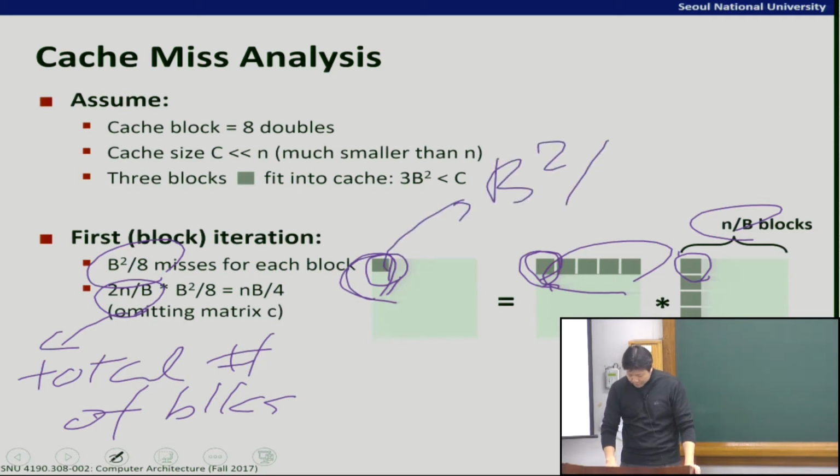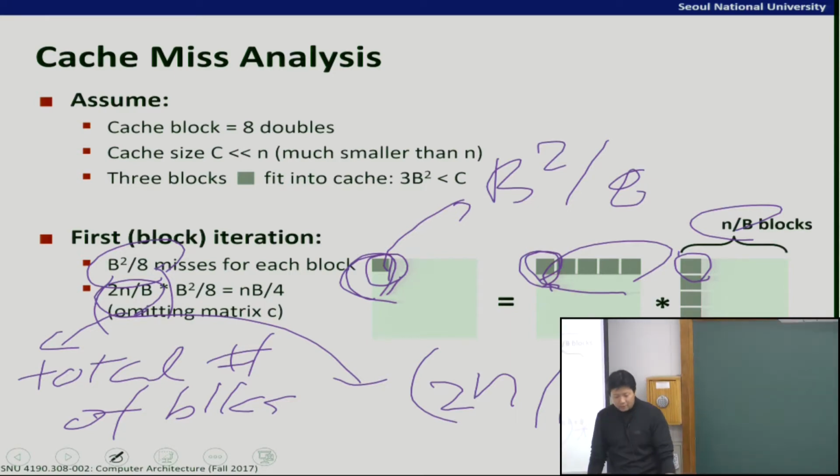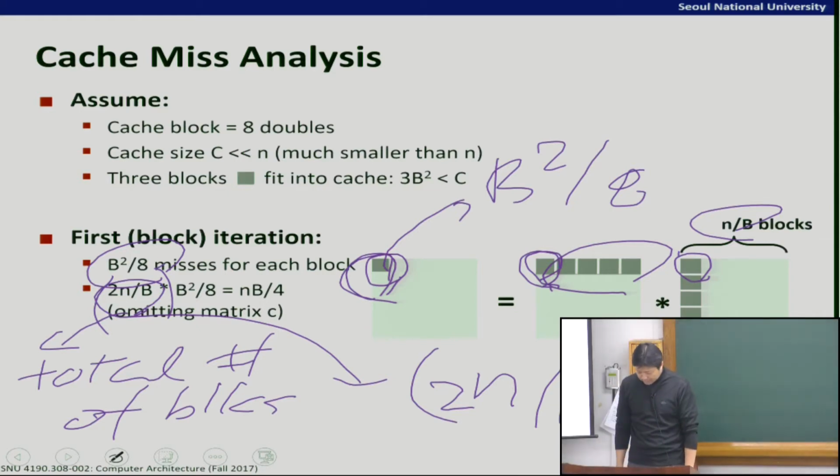If you want to be really precise, you have one more here. To be precise, it'll be 2n over b plus 1 times b squared over 8, because we have to pay the cache misses for this array C as well. But we assume that 2n over b is much greater than 1, then we can simply omit this term. So approximately, we can say it takes nb over 4 cache misses to calculate this block. Okay.